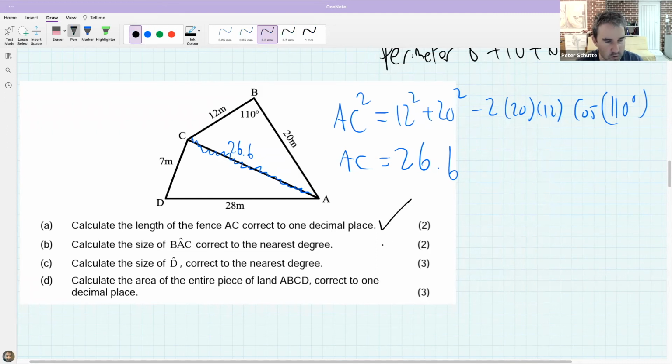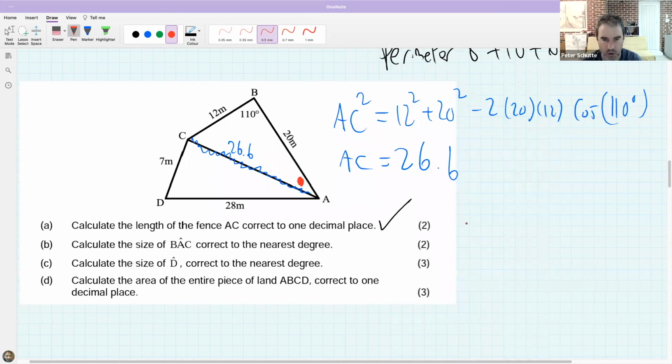Now, what I want you to do is find the size of angle BAC. So BAC is the angle down here. And again, I want to ask you, what rule am I going to use to find angle BAC? Actually, it turns out there's a choice. You actually could use either. Basically, if I look at this, I've got all three sides. So I could use the cos rule, or I could use the sine rule. Both choices would be fine.